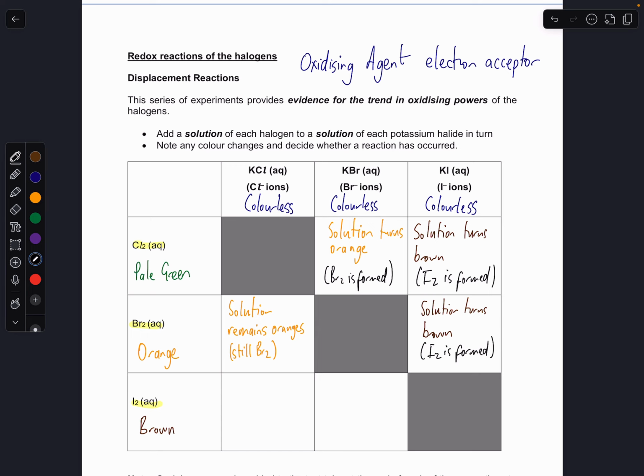And then if we look at the last row, we've got iodine versus chlorine. Well, there's going to be no reaction there, so the solution is going to remain brown. And that's because we've still got iodine present. No chlorine is coming out of that solution. And then iodine versus bromine, the solution remains brown. And that's because we've still got iodine present, and the bromide ions stay as bromide ions in the solution.